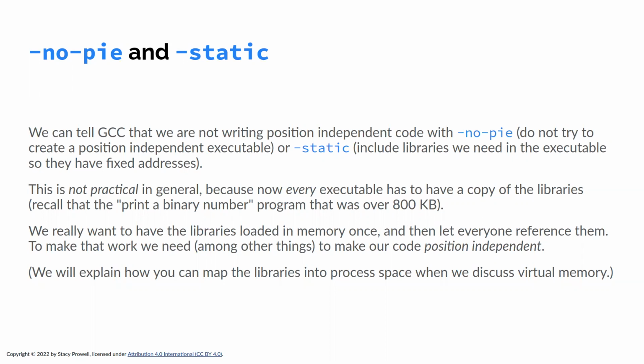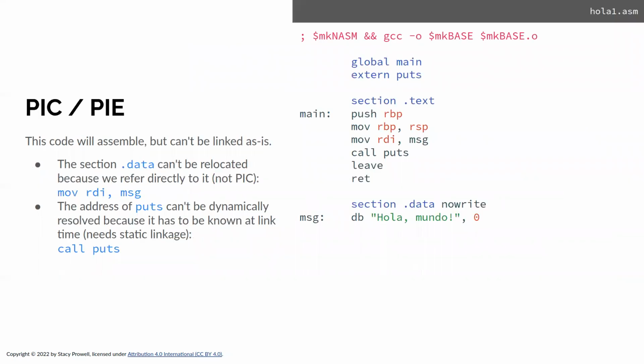But for right now, we're concerned with trying to find out how to write position independent code. So here's some code. And this code will assemble. I can assemble this code, no problem. I didn't tell it static. I didn't tell it no PIE up here. And so the assembler is going to go ahead and do its job. It's when I get to linking that my Hola Mundo program is going to fail. And it's going to fail for a couple of reasons.